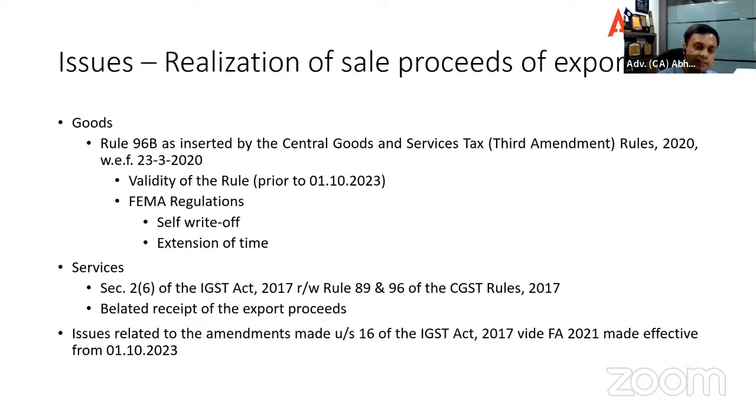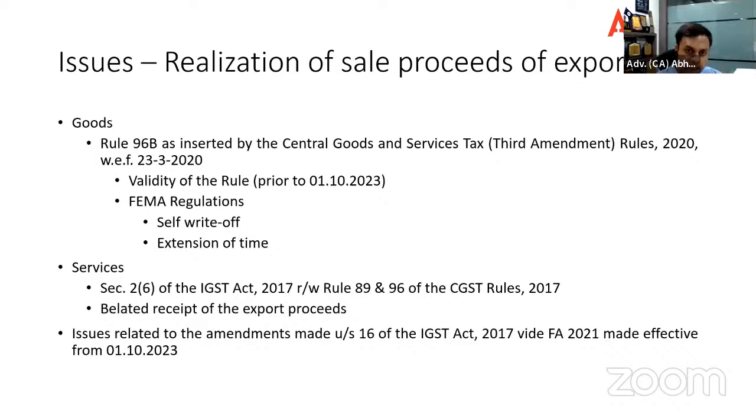Now, issues are arising because of this amendment. As you saw earlier, the amendment says that under LUT exports, there is a condition that you should get the foreign exchange within the time permissible under the FEMA regulation, which would also certainly include the extension which you may seek. But what happens in a situation where you are not able to realize that? Currently, Rule 96B takes care of that situation, where it says that if write-off is permitted, then in that situation, you are not liable to return the refund back to the government.